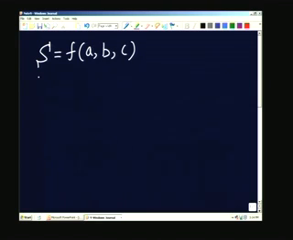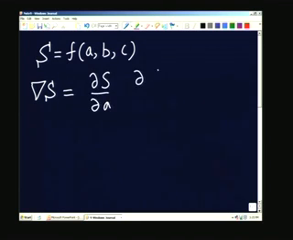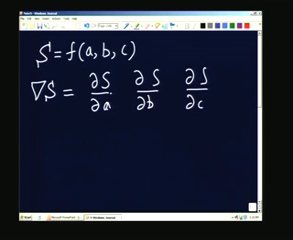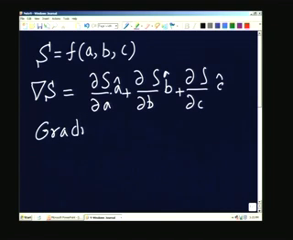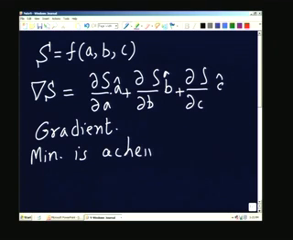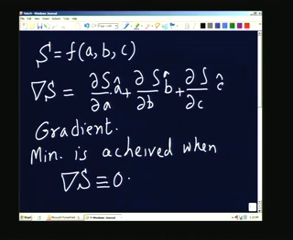So, I can find out the slope or the gradient of this quantity. This will contain 3 components, which are nothing but dou S by dou A, dou S by dou B, dou S by dou C, and I will write this along the direction of A, B and C, with unit vectors. So, this is the gradient. The requirement for a minimum is achieved when it is equal to 0. That is what we are looking for.